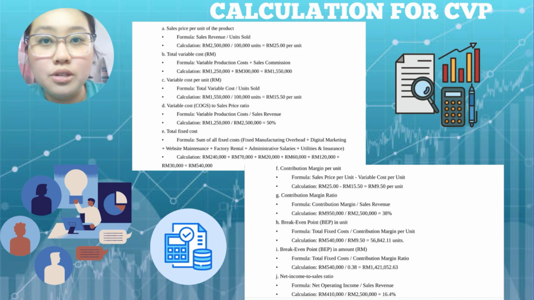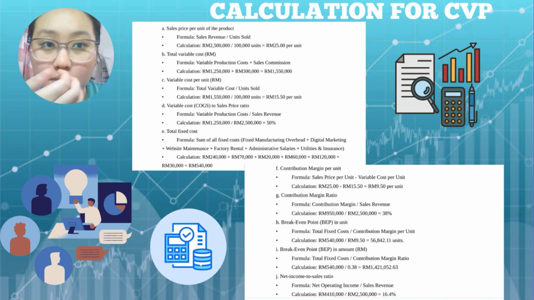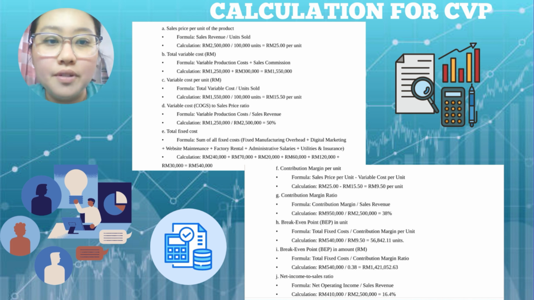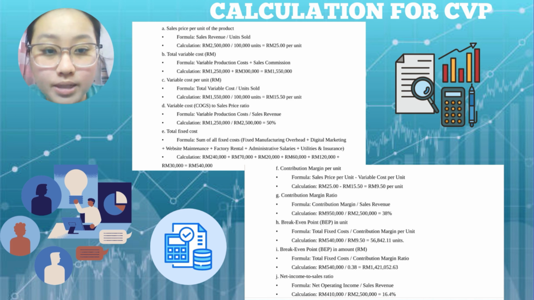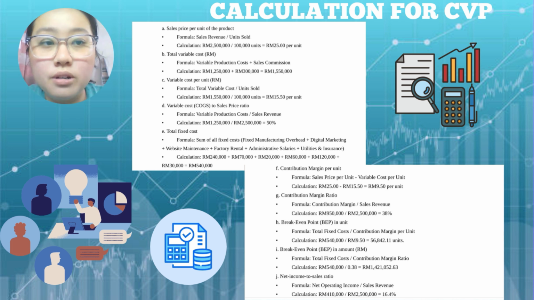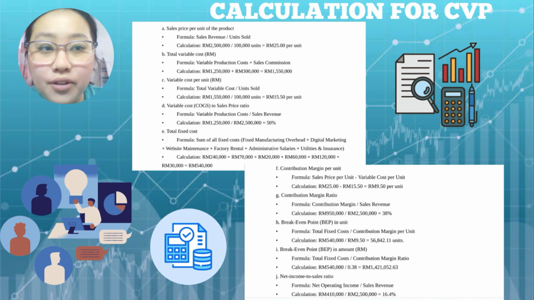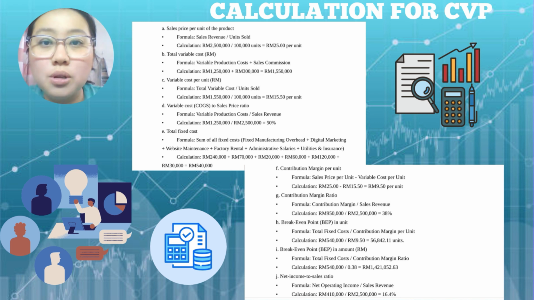So this is the calculation for CVP. First is sales price per unit for the product is 25 ringgit per unit and the total variable cost is 1,550,000 ringgit. Variable cost per unit 15 ringgit and 50 cent per unit. Variable cost to sales price ratio 50%. Total fixed cost is 540,000 ringgit. Contribution margin per unit is 9 ringgit and 50 cent per unit. Contribution margin ratio is 38%.